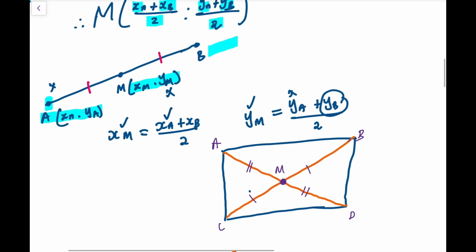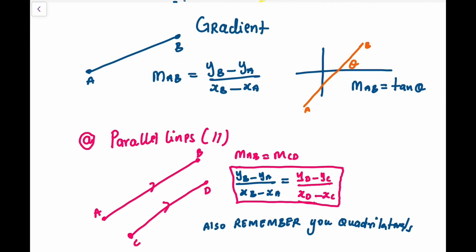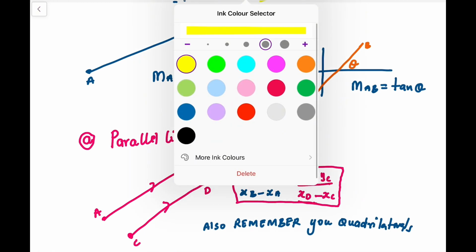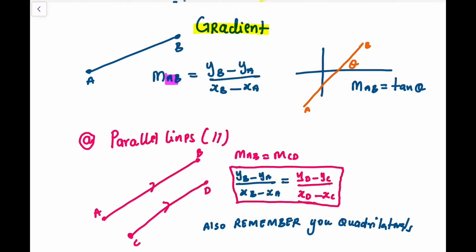Now let's move to gradients. So under gradients, again, there is a lot that you need to remember here. Okay. Number one, if you are given a line segment AB, we denote gradient using small letter m. So the gradient of AB is given by change in y over change in x, and this formula is provided on your information sheet. So the gradient is given by YB minus YA divided by XB minus XA.